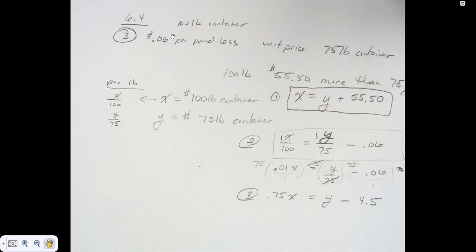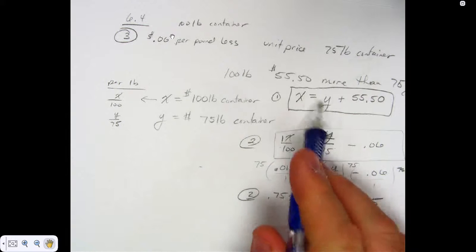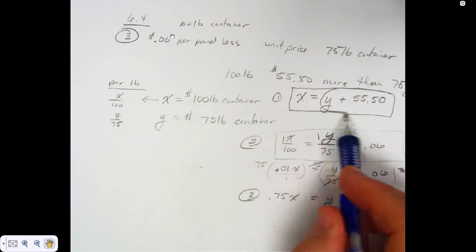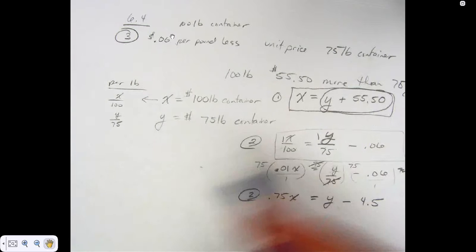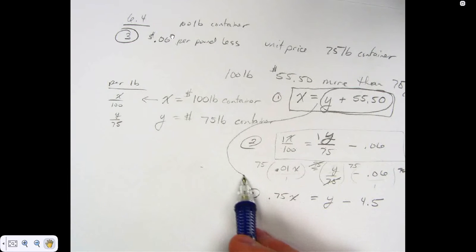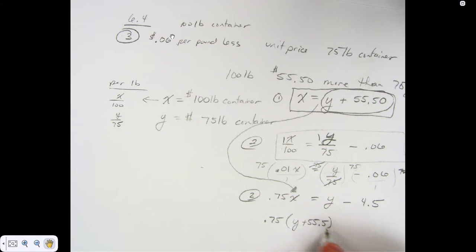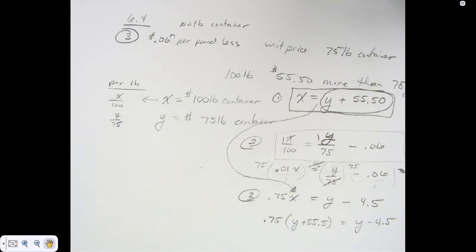Well, we can do one of two things. We can either solve for x here and plug it in here, or we can already have this solved for x. Wherever I see x, I can put this, can't I? So why don't I put this in right here? I get 0.75 times y plus 55.5 is equal to y minus 4.5. Now I only have one unknown.